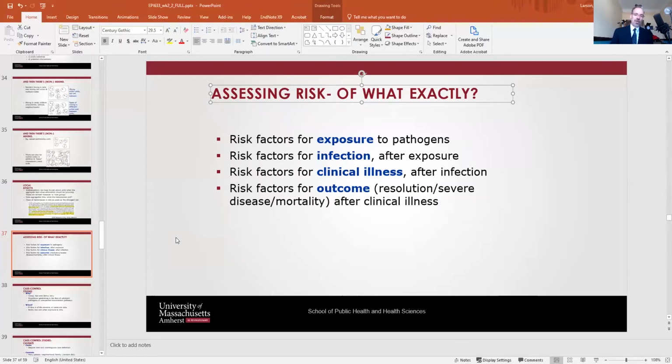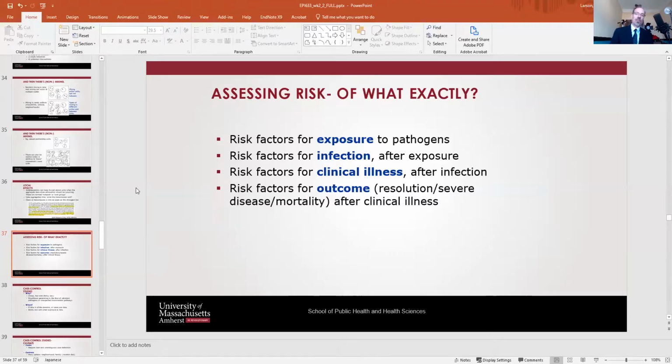Risk factors for clinical illness after infection. Again, individuals are all different. Risk factors for outcome, resolution, severe disease, or mortality after clinical illness. And we're seeing this a lot in COVID-19. Some people are at higher risk for mortality given infection, even given the initial similar symptomatic profiles. So when we talk about risk, we can talk about a lot of different types of things: exposure to pathogens, risk factors for infection, risk factors for clinical illness, risk factors for outcome.